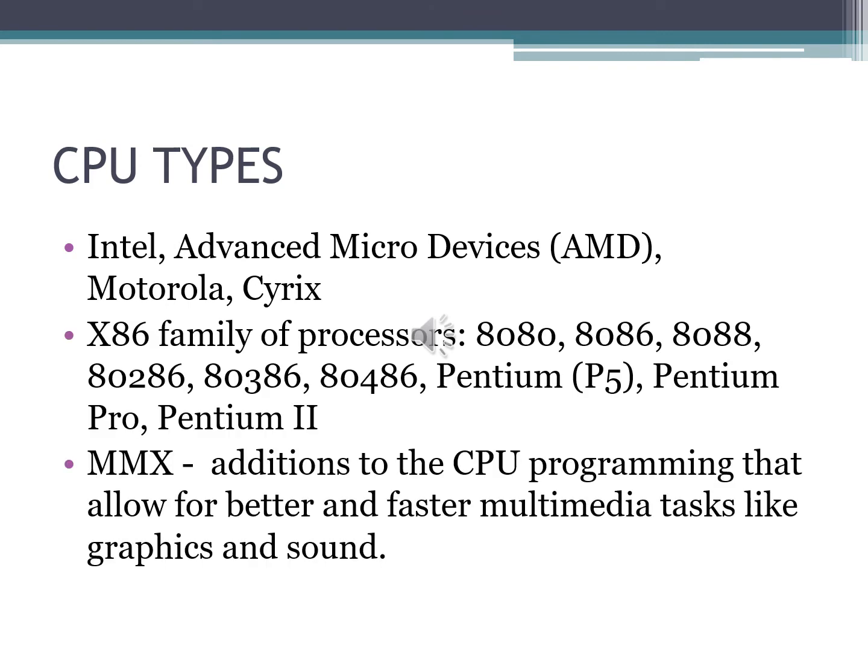Intel, Advanced Micro Devices (AMD), Motorola, Cyrix. The x86 family of processors: 8080, 8086, 8088, 80286, 80386, 80486, Pentium (P5), Pentium Pro, Pentium 2. MMX: additions to the CPU programming that allow for better and faster multimedia tasks like graphics and sound.